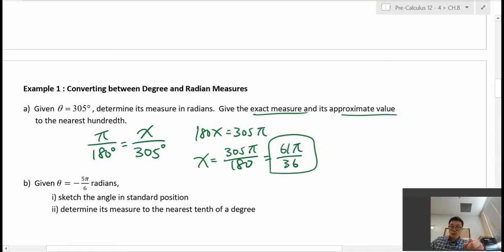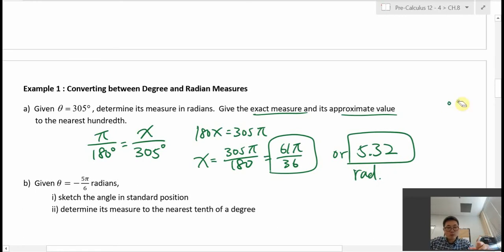If you want to approximate the value, then you simply put it into your calculator. Okay, so 61 times pi. Where's the pi button on the calculator here? Right here. And then divided by 36. You should get 5.32 radians. The radians we just write rad. Degrees we use the little circle, right? So radians you write rad.